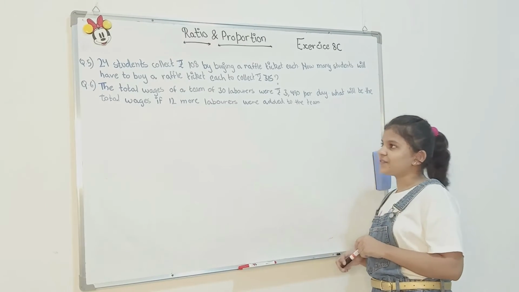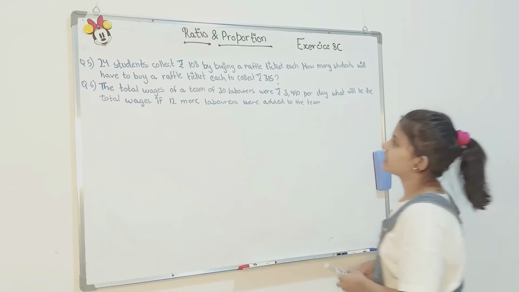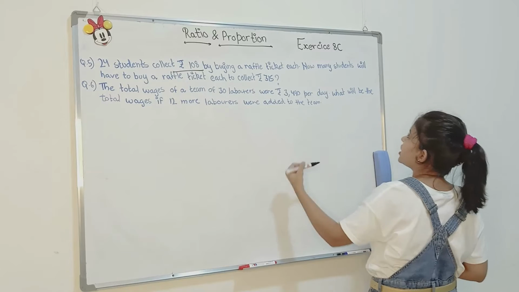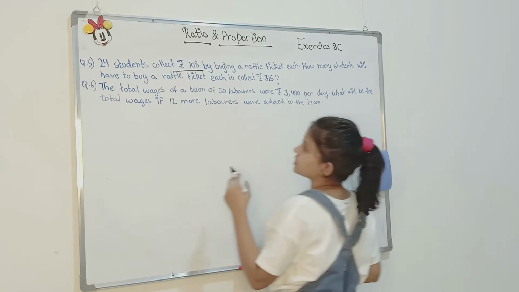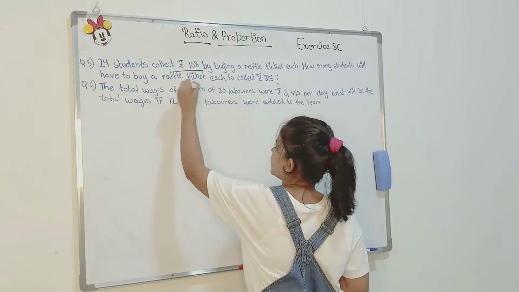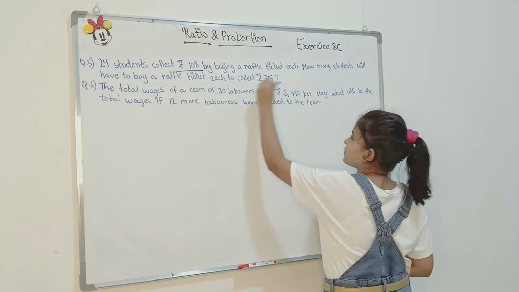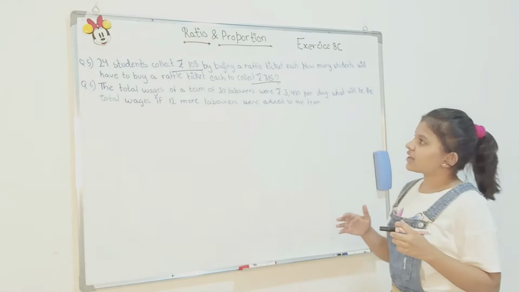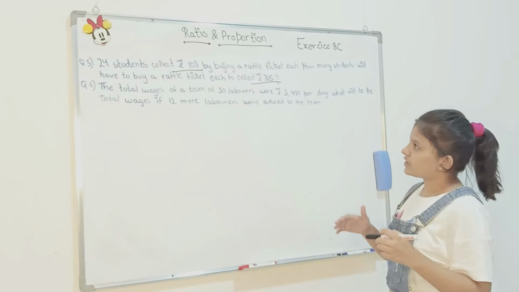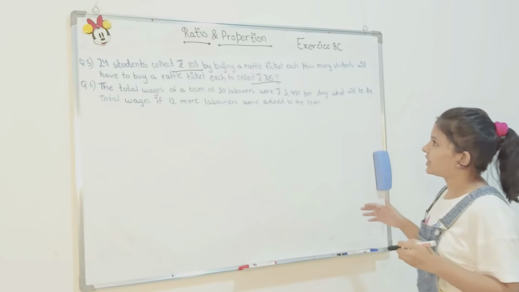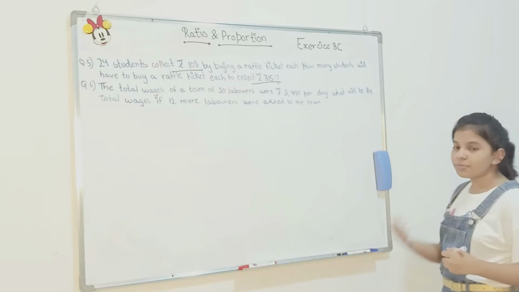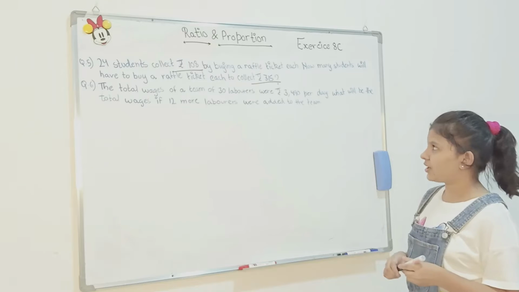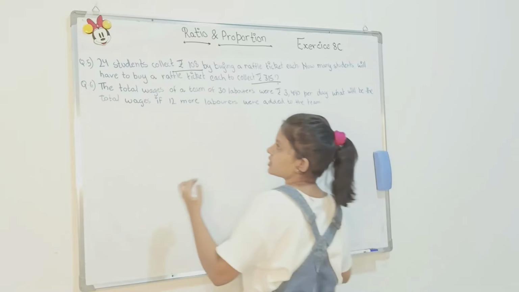So now let's do the fifth question. 24 students collect rupees 108 by buying a raffle ticket each. Now, how many students have to buy a raffle ticket each to collect rupees 315? So, 24 students have collected rupees 108 by buying a raffle ticket. Now they are asking how many students need to buy the raffle ticket each to collect rupees 315.